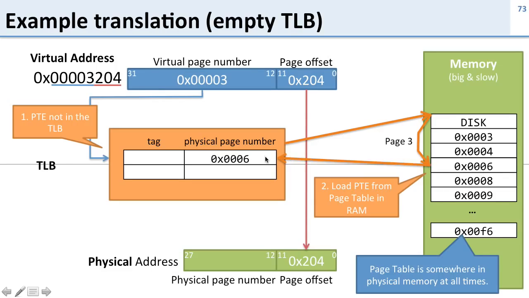So we go ahead, we fill this into our TLB. So it's physical page 6, and our tag is 3 because we're looking virtual page 3 maps to physical page 6. Now we've loaded this into our TLB, and now we can go ahead and do our translation. So here we get our physical address.